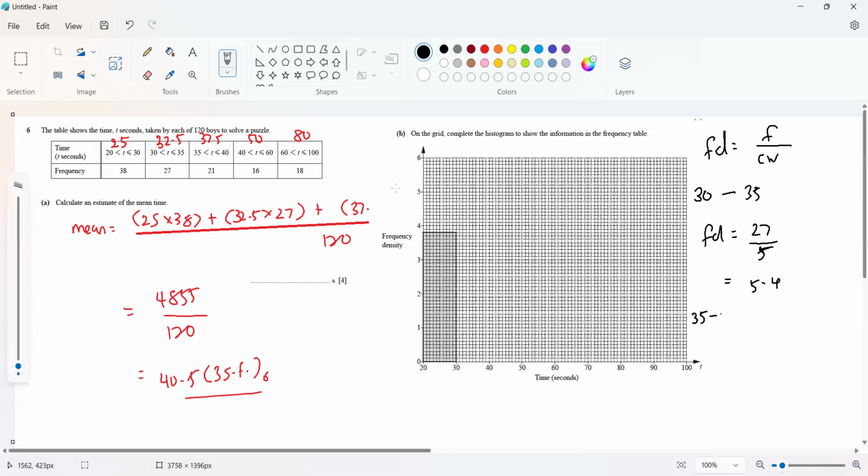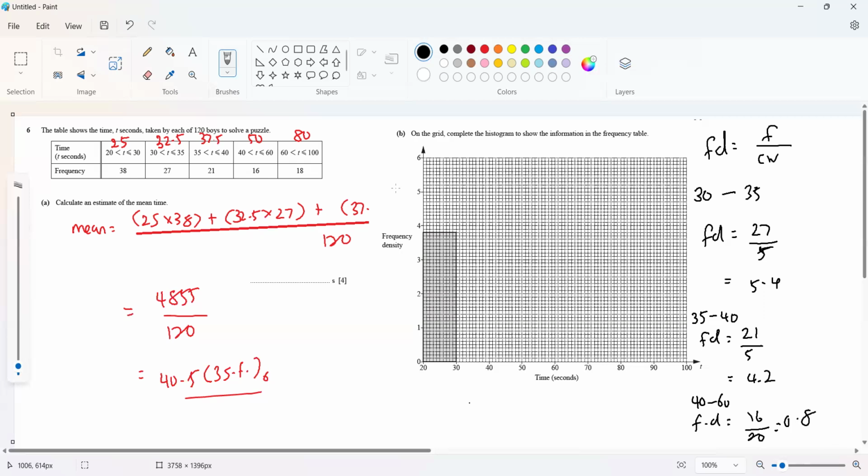Next is 35 to 40. Again, the class width is 5. Frequency is 21. So 21 divided by 5 is 4.2. Next class is 40 to 60. Again, frequency density equals 16 over class width, which is 20 this time. So 16 divided by 20 would simply be 0.8.